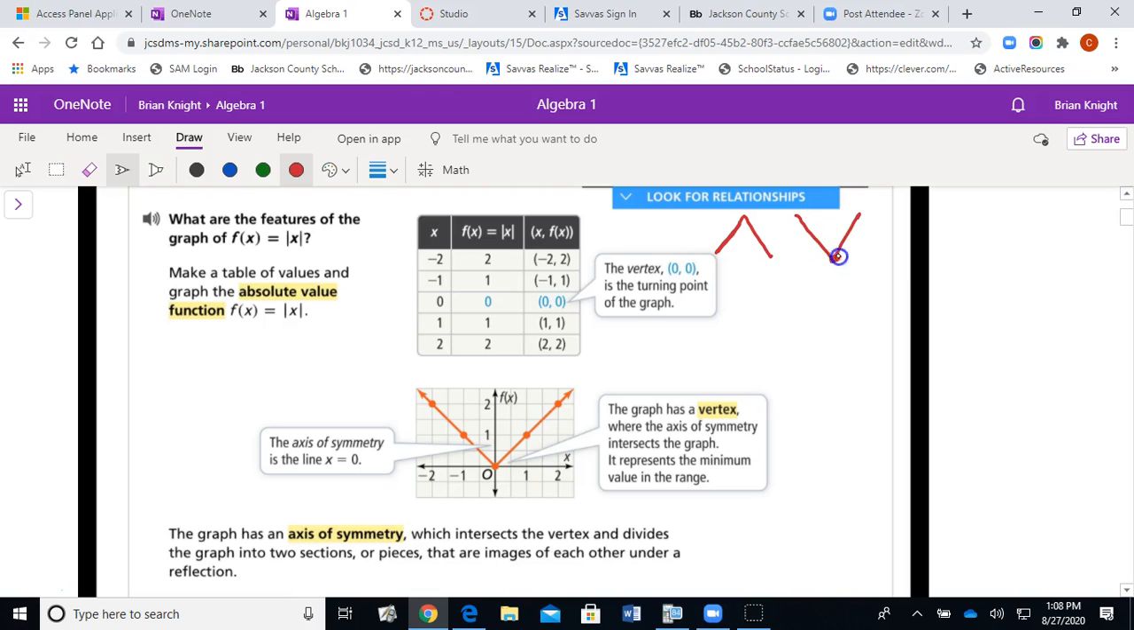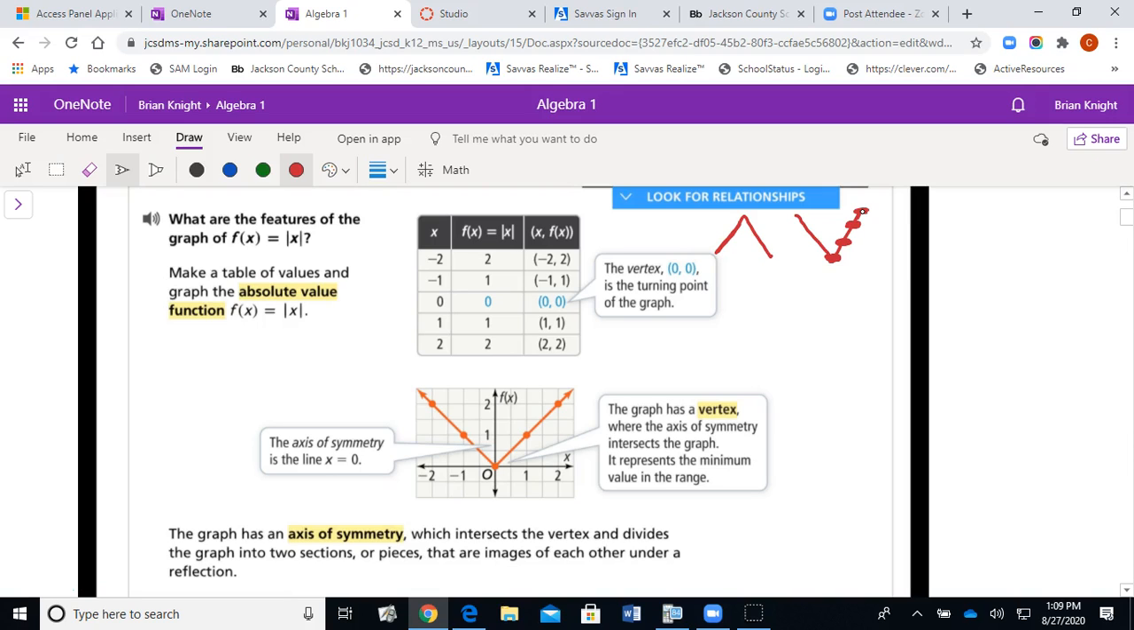Well, sometimes you can pick, now if you do it the way I show you, you won't have this problem, but sometimes you can pick points that are only on one side and it looks like a what? It looks like just a line. Okay? So you don't want to do that. You want to make sure you have points on both sides. This is called the parent graph. It's just the absolute value of x.